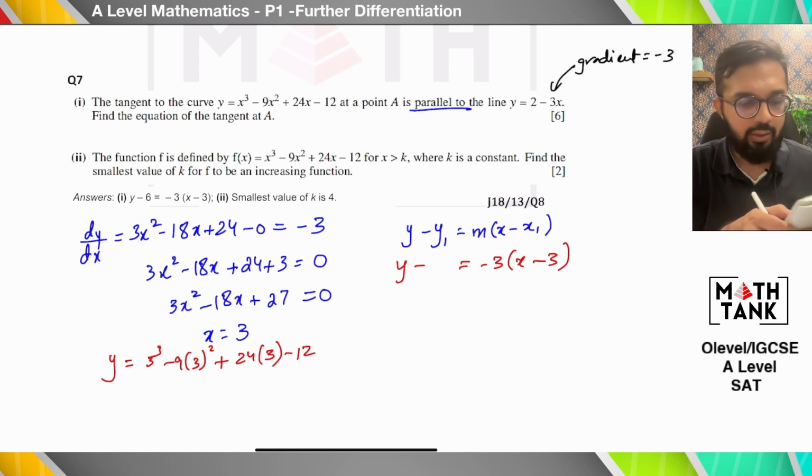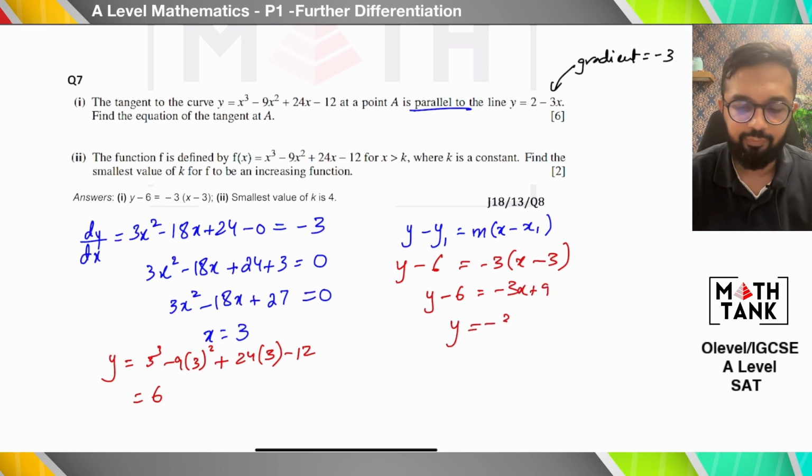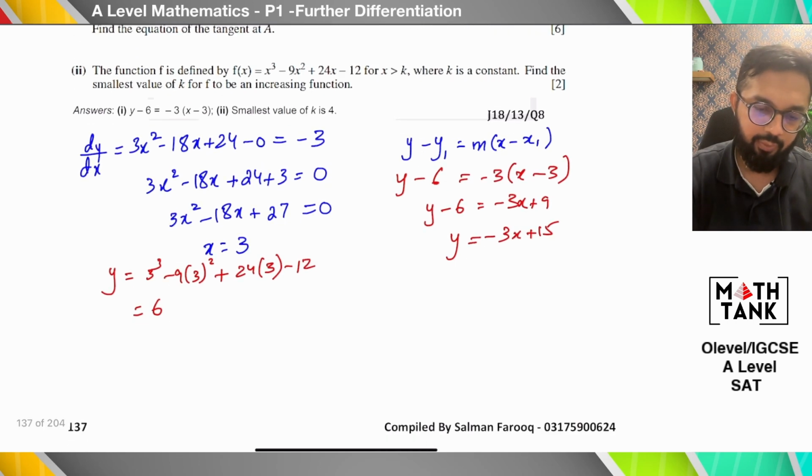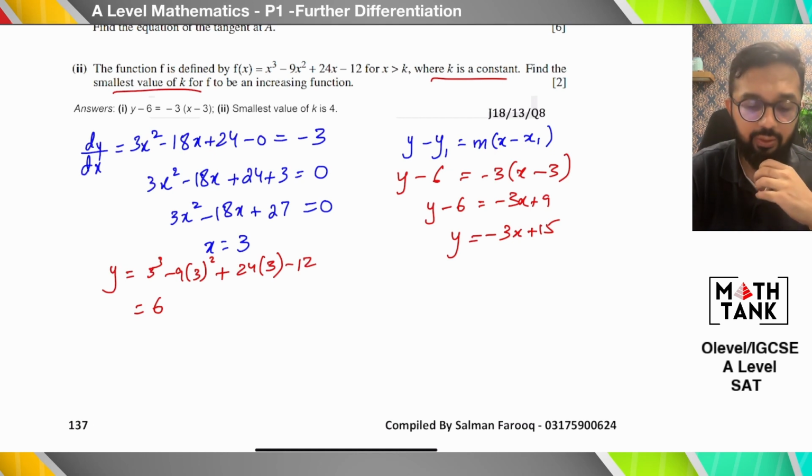Okay, so 27 minus 81 plus 72 minus 12. 6, so y minus 6, and simplify this. Plus 15. The function f is defined by this for x greater than k, where k is a constant. Find the smallest value of k for which f is an increasing function.